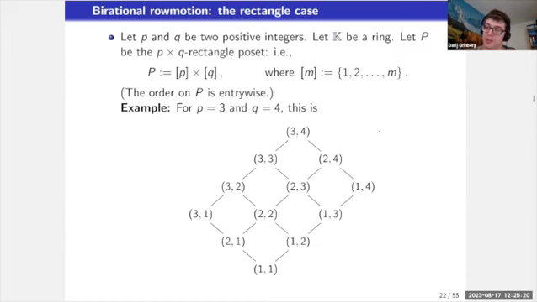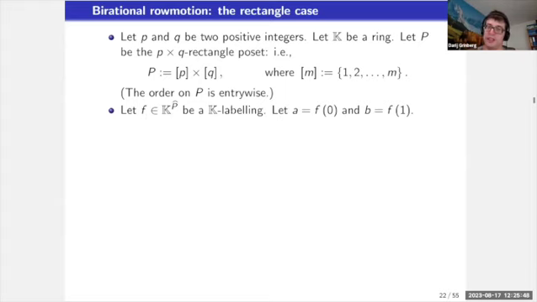However, what happens with the really nicest of all cases, the rectangle? Let me introduce some notation. P and Q are going to be the side lengths of the rectangle, by which I really mean the number of vertices on each side. And the rectangle is then the P chain times the Q chain as a poset, with entry-wise order. So this is a 3x4 rectangle. Let F be a K-labeling, and let A and B be the labels at the very bottom and at the very top. These are the labels that never change if you do row motion.